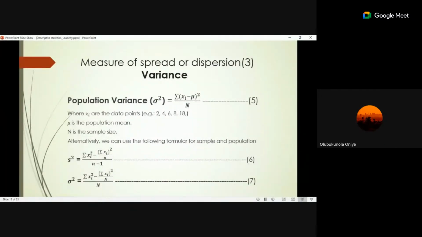So, sir, it means for some of those xi, we can get a negative answer, because if you are doing 2 minus 7.6, it will give us a negative answer. 4 minus 7.6 will give us a negative answer. Yes, but when we square it, it will go back to positive. Yeah, okay. Negative times negative will give you positive. Yes. So any other question?